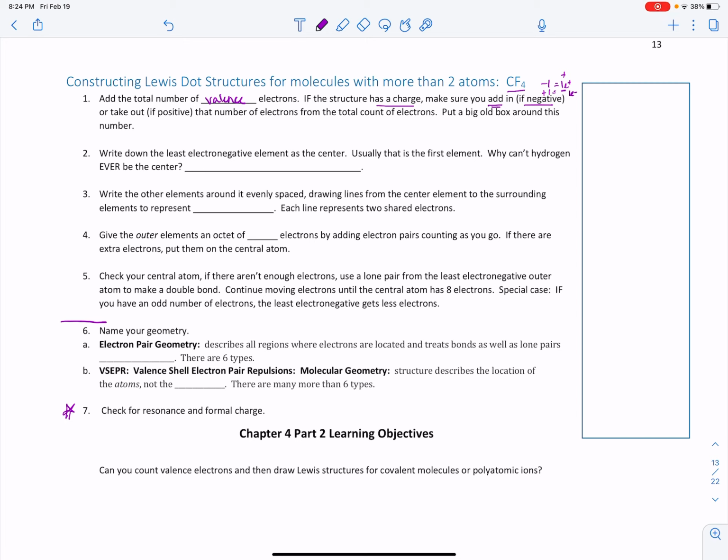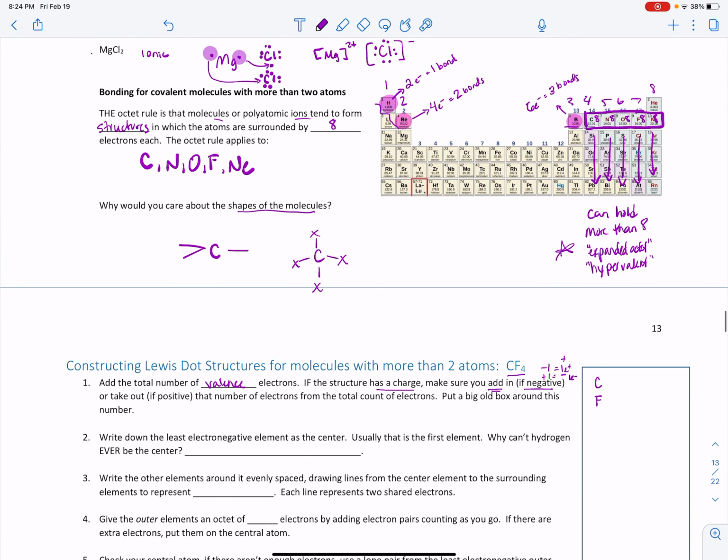So let's look at CF4. So C and F. And if you can't remember for sure, here's our valence chart right here. So carbon is over here. So carbon has 4 valence electrons. And fluorine has 7 valence electrons times 4. So when you add that up, that's 28 plus 4 is 32. So that's that number that you want to put a box around. So that's pretty simple.